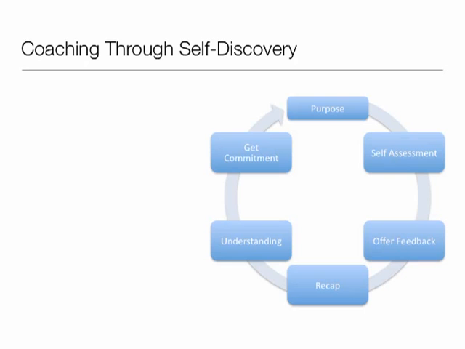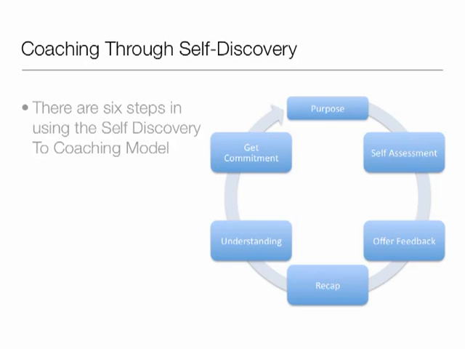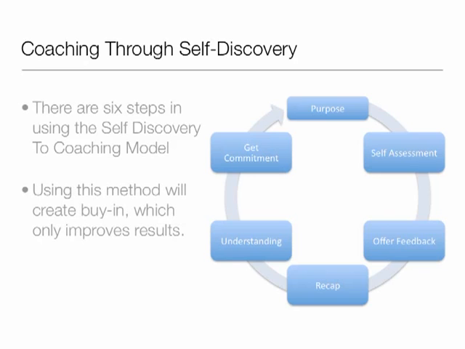So let's talk about coaching through self-discovery, because this is not often taught, but it's really the easiest and best way to create buy-in and commitment from your agents, your reps, or your associates. There's a process you follow: the purpose, self-assessment, you offer feedback, recap, you check for understanding, and you get commitment. So there are six steps in the self-discovery coaching model. Using this method, you can create buy-in, which only improves results. Let's take a look at each one individually.